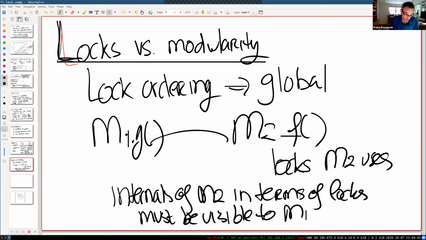So it is correct that there doesn't have to be a global ordering, but all the functions that manipulate the same shared lock set need to agree on a global order. Thank you.